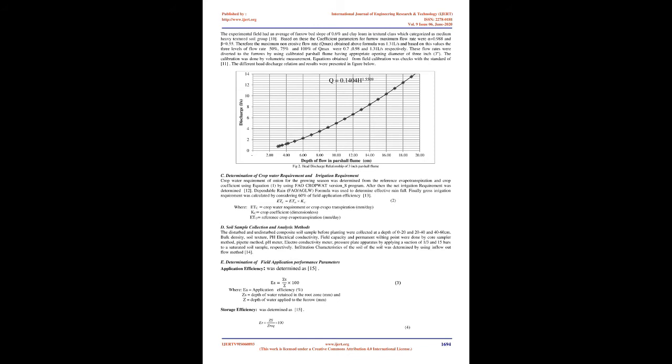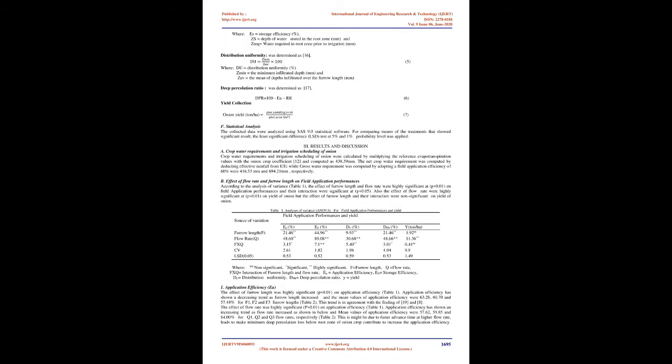C. Determination of crop water requirement and irrigation requirement. Crop water requirement of onion for the growing season was determined from the reference evapotranspiration and crop coefficient using equation 1, by using the FAO CROPWAT version 8 program. After that, the net irrigation requirement was determined 12. Dependable rain, FAO/AGLW formula was used to determine effective rainfall. Finally, gross irrigation requirement was calculated by considering 60% field application efficiency.